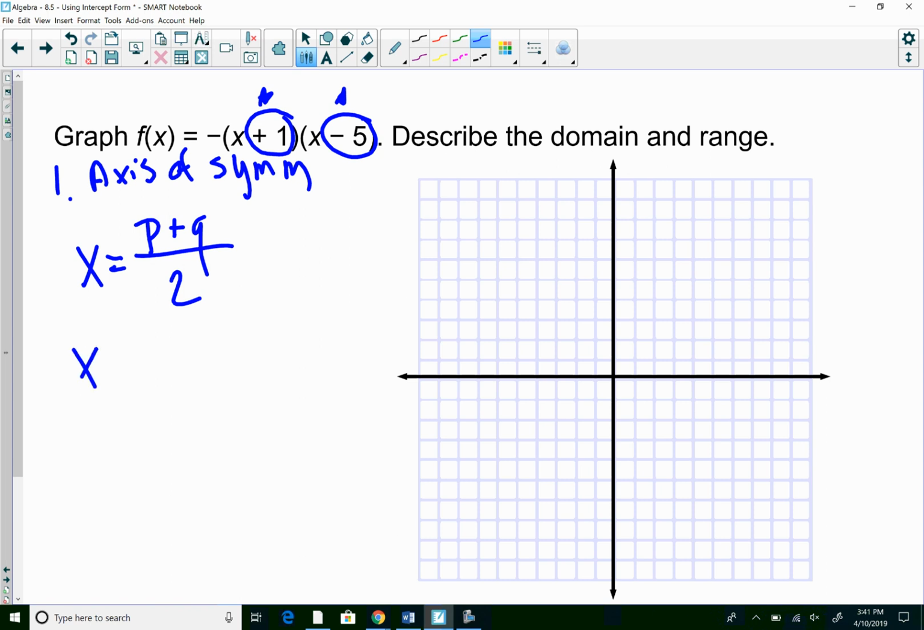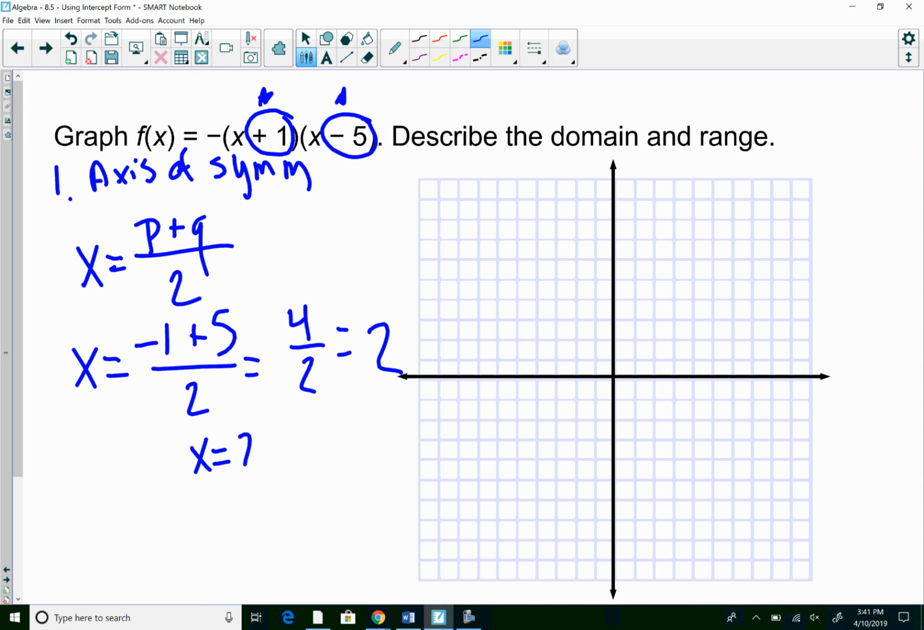So let's take our p-value. Our p-value is going to be -1. Our q value is going to be 5. We're going to take that and cut it in half. So 1 plus 5 gives us 4. Cut that in half again. So your axis of symmetry is going to be at 2.